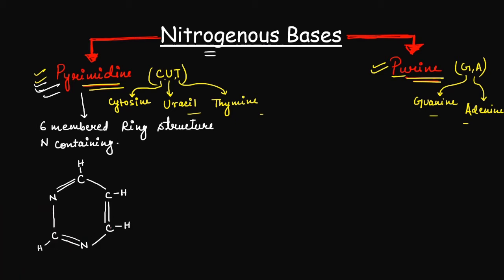Now we have to do the numbering. For pyrimidine, that is a single ring structure. In case of purine there will be 2 rings, while in case of pyrimidine there is a single ring. So in this single ring structure the numbering will begin from this bottom nitrogen. We will start the numbering from this bottom nitrogen, so it will get first position and numbering will continue in a clockwise direction. So this is first, this gets second, third, fourth, fifth and sixth, and that's it. Our pyrimidine ring structure is ready.